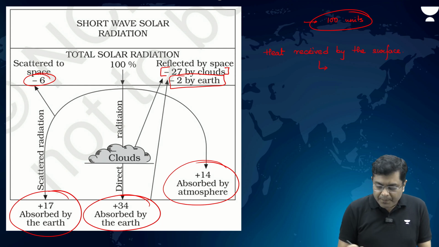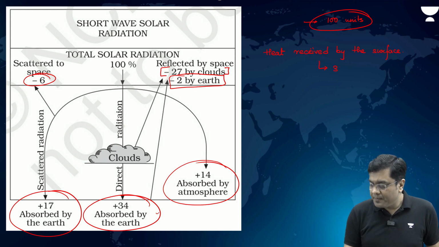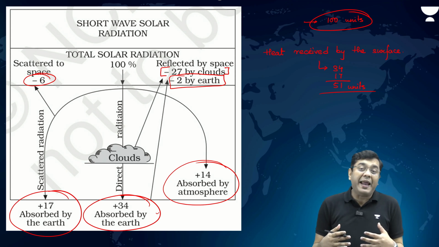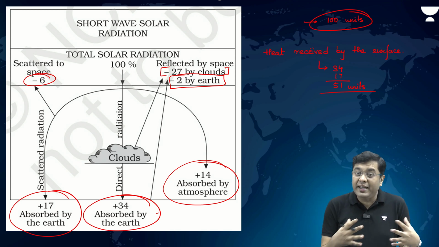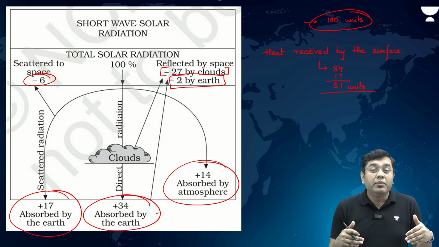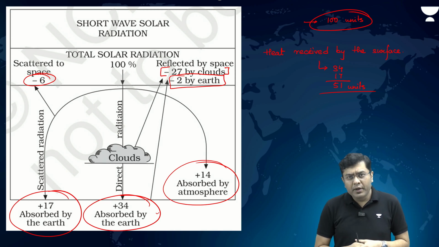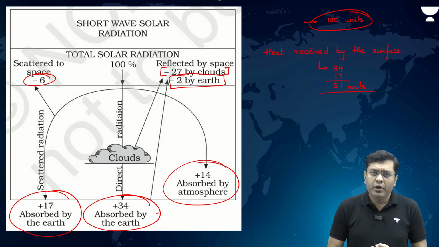It is basically how much? 34 plus 17, and that comes out to be 51 units. Now, in order to ensure that the planet doesn't get extraordinarily heated up, we need to understand that the planet must lose 51 units of heat as well. Does the planet manage to do so?